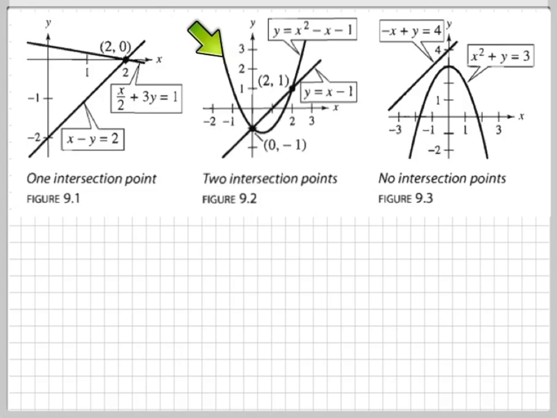Okay, but here, this one right here, we have a quadratic. And the line runs into 2 points. So when we solve a system with a quadratic, we're going to get how many answers? We're going to get 2 answers. This one has 2 right here.